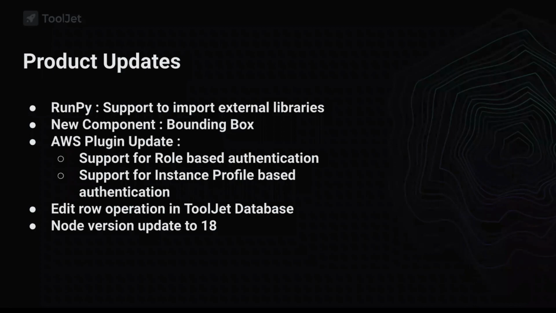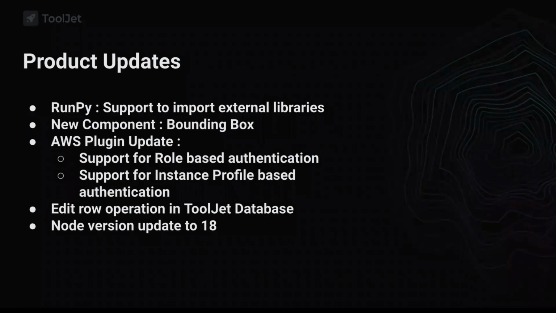Right. The next feature is we have released a new component called bounding box. So bounding box basically means that it is a component where you can add any image and then you can label that image by creating boxes on the image, right? So this will be used by ML engineers to create test data and training data for ML engines and computer vision use cases, right?